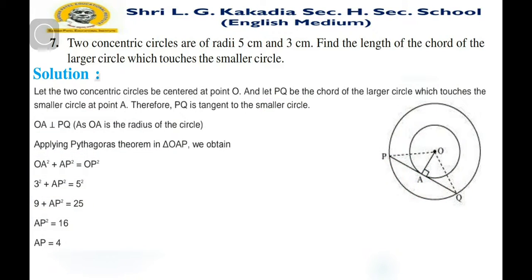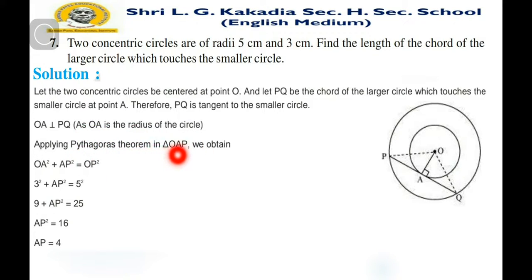So let the two concentric circles be centered at point O and let PQ be the chord of the large circle which touches the smaller circle at point A. Therefore PQ is tangent to the smaller circle. As you can see in the figure, OA is perpendicular to PQ as OA is the radius of the circle.